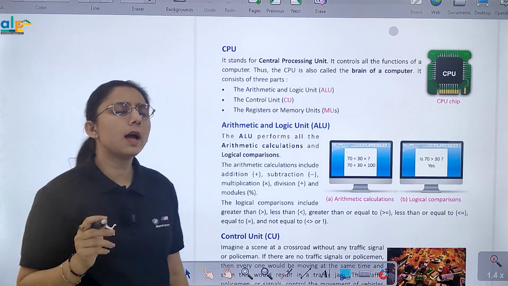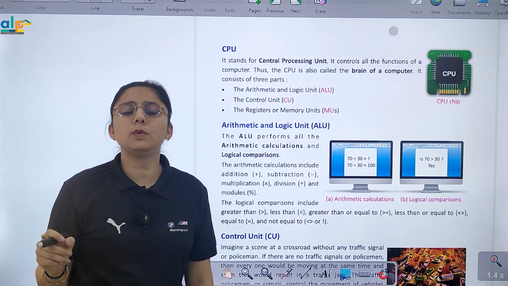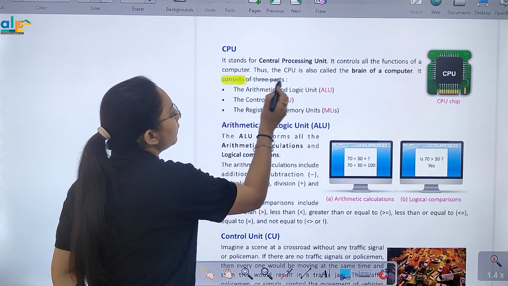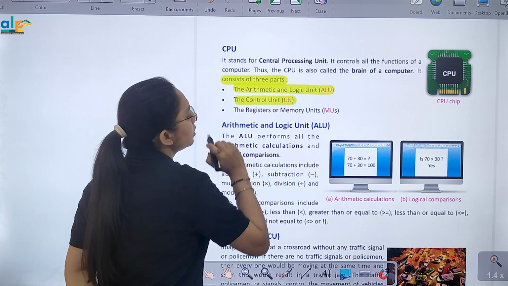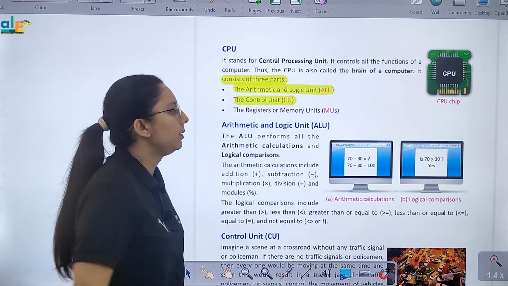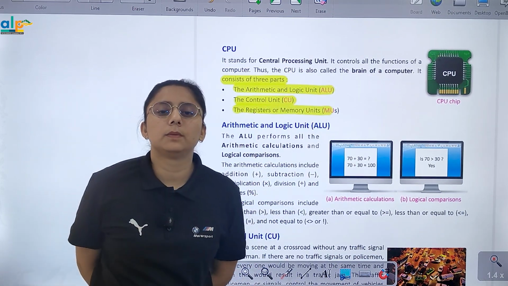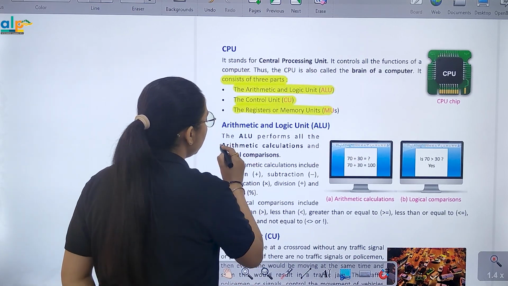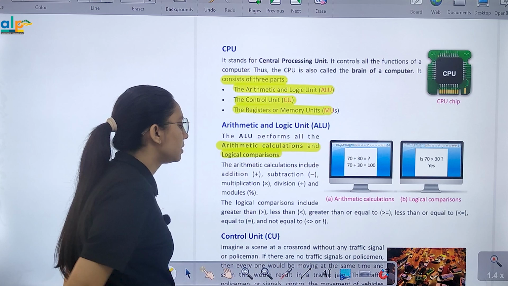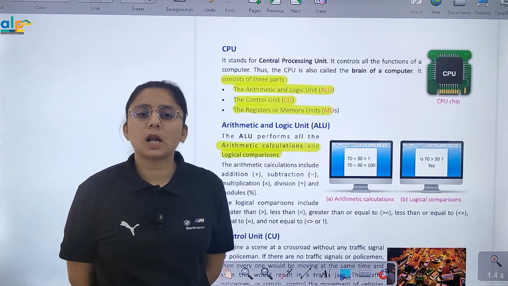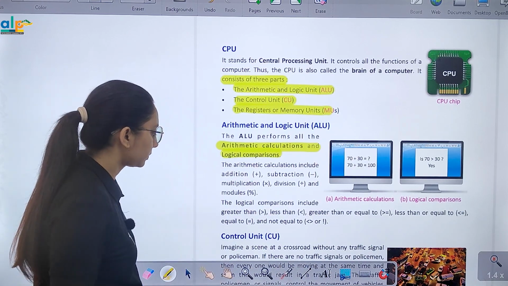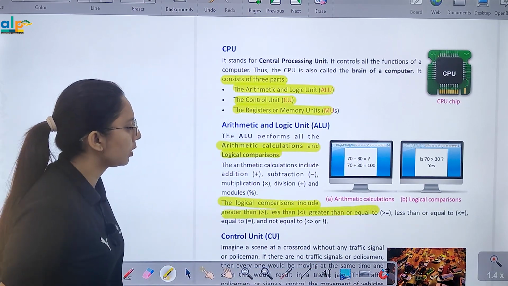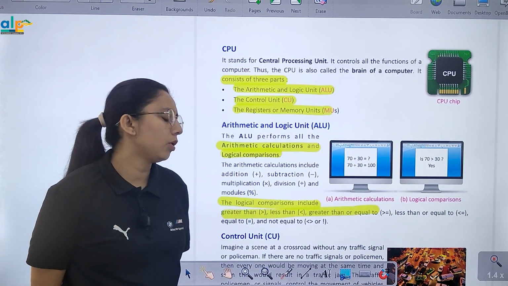Right? Then we have CPU, that is central processing unit, which is called the brain of the computer. It consists of three different parts: ALU, arithmetic logic unit, CU, control unit, and we have MU, that is memory unit. So what is ALU, that is arithmetic logic unit? जो arithmetic calculation करता है, logical comparison करता है, like addition, subtraction, multiplication and division. The logical comparison includes greater than, less than, greater than or equal to, less than or equal to, or not equal.